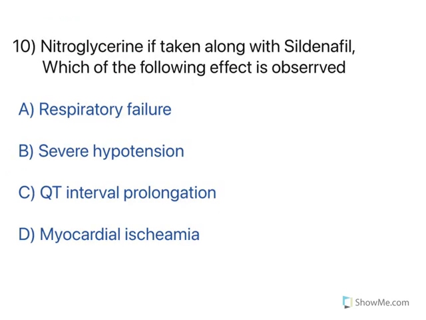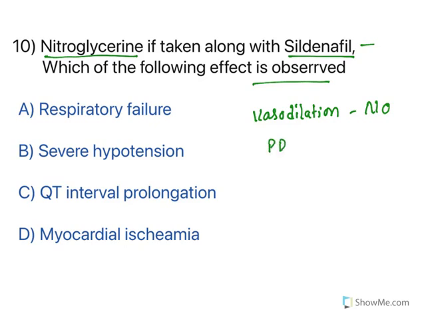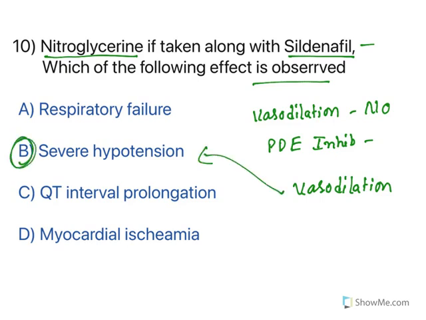Moving to the next one. Now, nitroglycerin, if taken along with sildenafil, which of the following effects is observed? Now, what is the job of nitroglycerin? It causes vasodilation. Now, how does it cause it? Nitroglycerin releases nitric oxide, which causes vasodilation. Now, sildenafil, PDE3 inhibitors, phosphodiesterase inhibitors. So, what happens with this? With this also vasodilation occurs. So, both the drugs will cause vasodilation, a prominent vasodilation occurs, and that is what results in severe hypotension. When a blood vessel is dilated, what happens to the pressure inside? It falls down. That is what is known as severe hypotension.